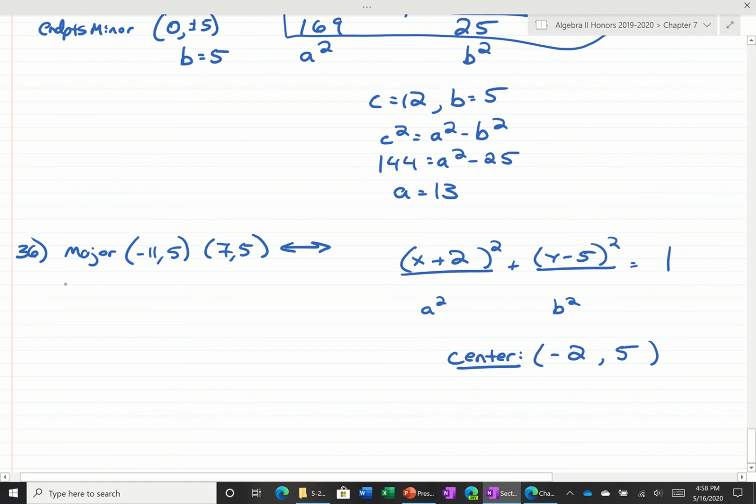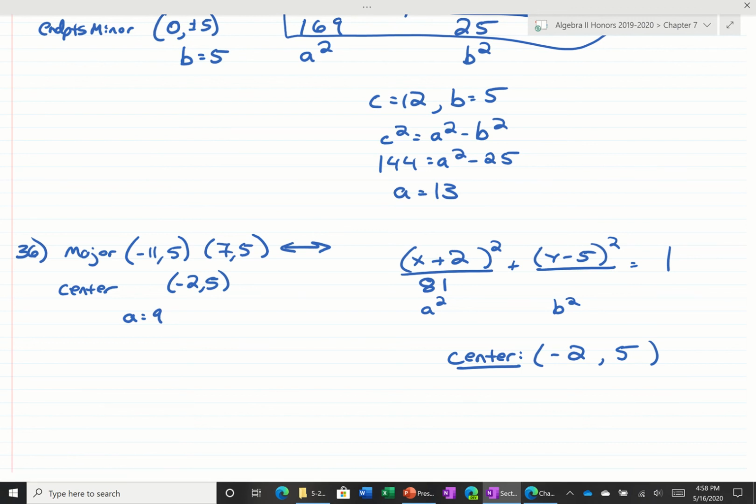And if we know that the center is negative 2 comma 5, it looks like the distance from negative 2 to negative 11 or negative 2 to 7, that would be 9 units. So A would be 9. Alright, so we're pretty much done, and they only told us one little thing.